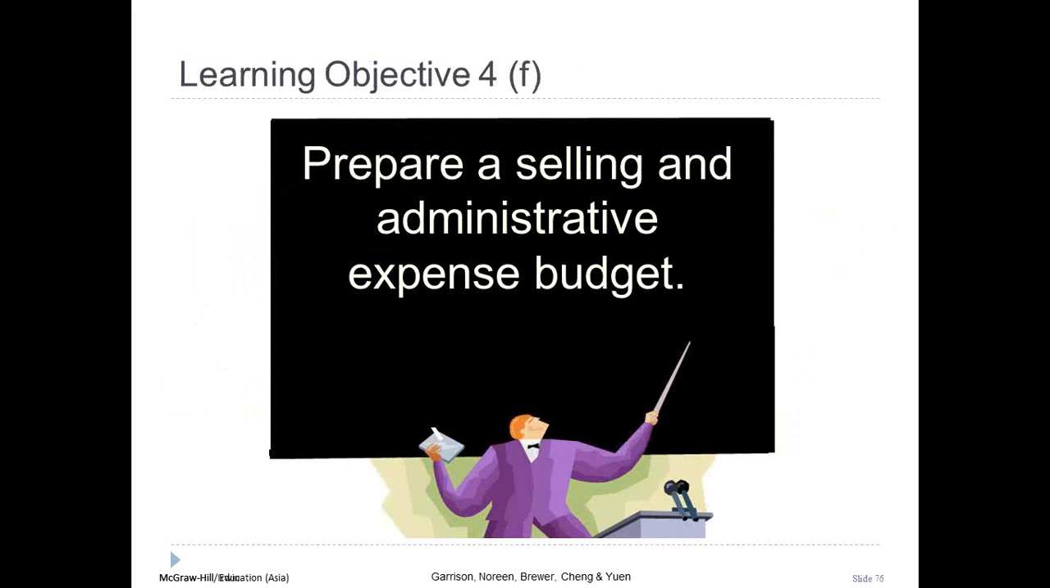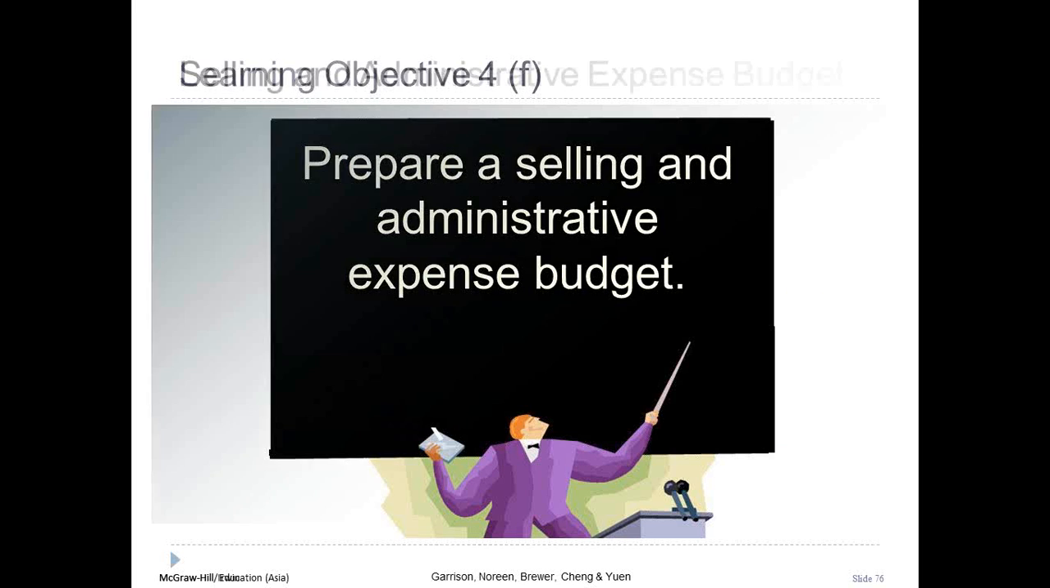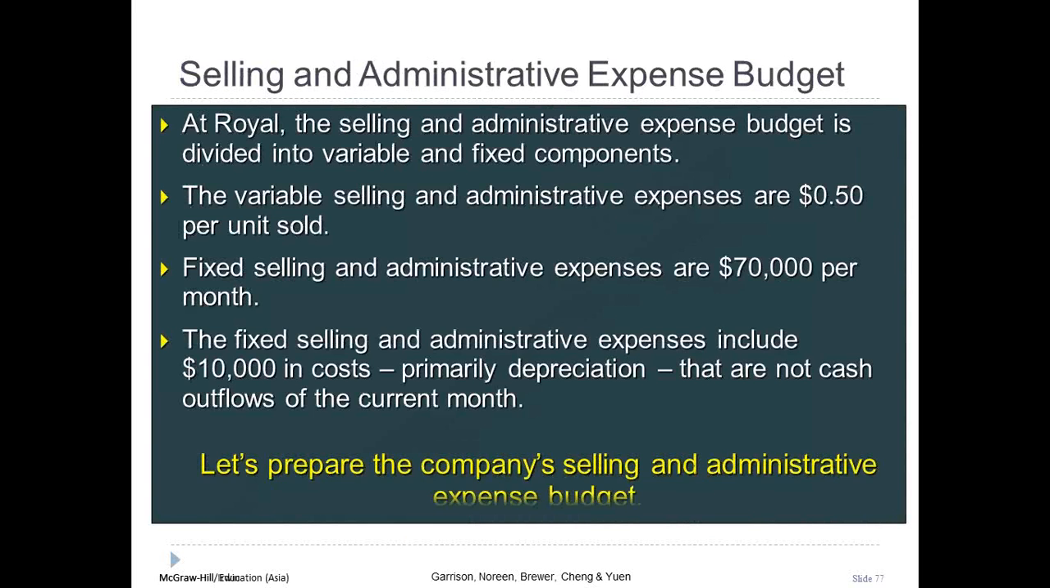So our next learning objective is to prepare a selling and administrative expense budget. Royal has a variable and a fixed component to its selling and administrative expenses. The company estimates variable selling and administrative expenses at 50 cents per unit sold. Fixed selling and administrative expenses are estimated at $70,000 per month. Of this amount, $10,000 are non-cash expenses, primarily depreciation.